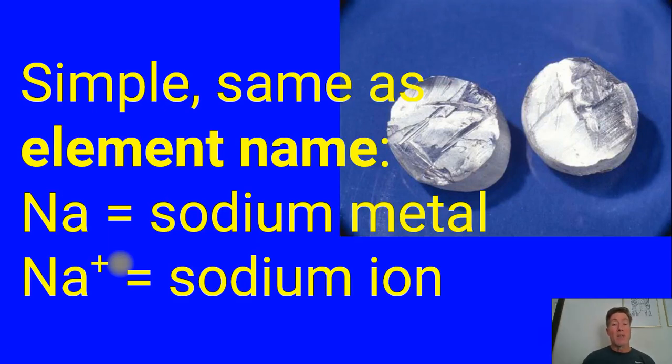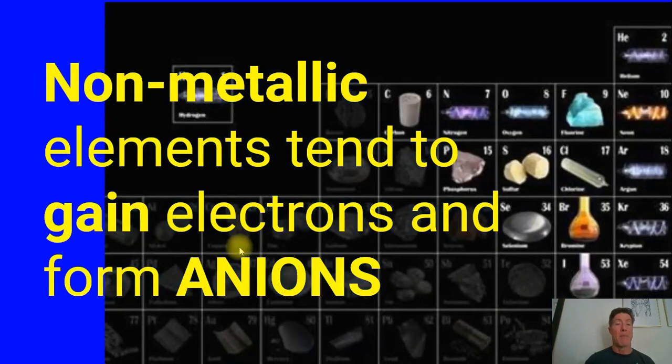The metal ions have the same name as the element name. So here's sodium metal. When it loses an electron, it becomes an ion. We call it the sodium ion. So that's fairly simple. It's not quite as simple as the nonmetals, but for the metals, the ion name is the same as the element name.